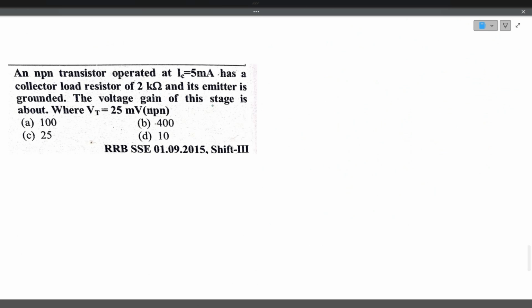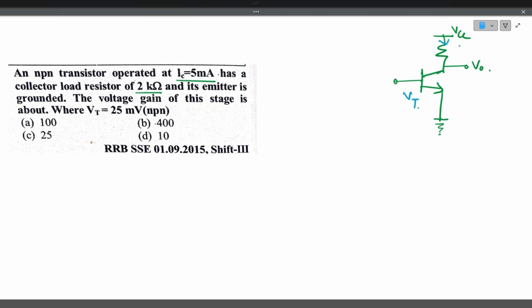Next question. An NPN transistor operated at IC equal to 5 milliamps has a collector load resistance of 2 kilo ohms and its emitter is grounded. The voltage gain of this stage is, so it's basically like this. This is the transistor. Emitter is grounded. There is no emitter resistance. There is a collector resistance. Output is taken here. The input voltage is given as this, thermal equivalent voltage, VT.